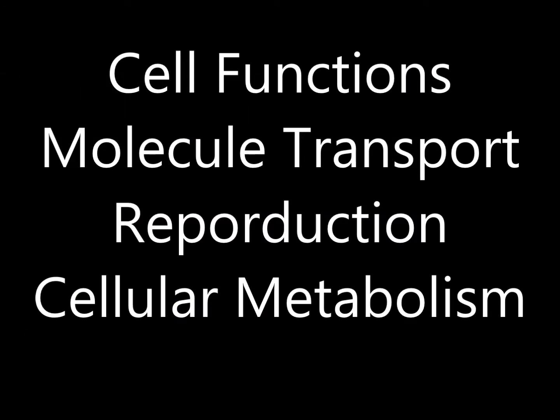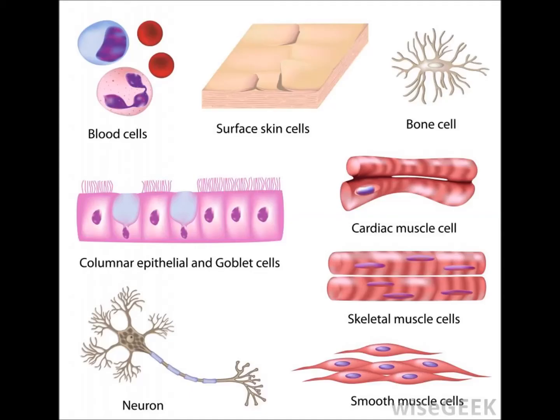All cells have specific functions they must complete to ensure their survival. Three main functions of cells are molecule transport, which means to be able to obtain nutrients and other molecules to survive, reproduction, so the cells are able to produce new generations and ensure the survival of their species, as well as cellular metabolism, which provides the energy for the cell to function. Cells are vastly different in their size, their function, their shape, and type.